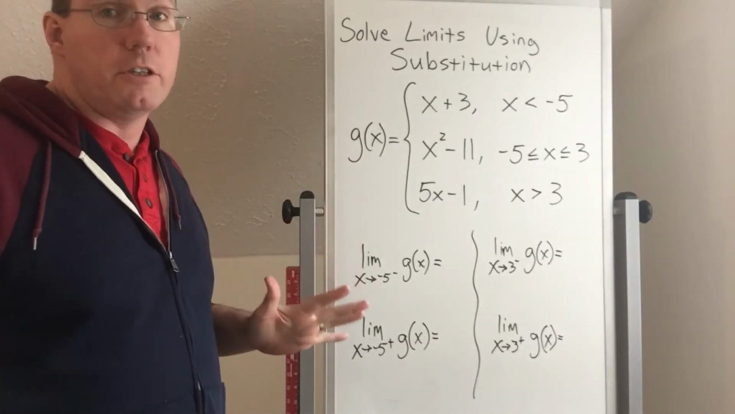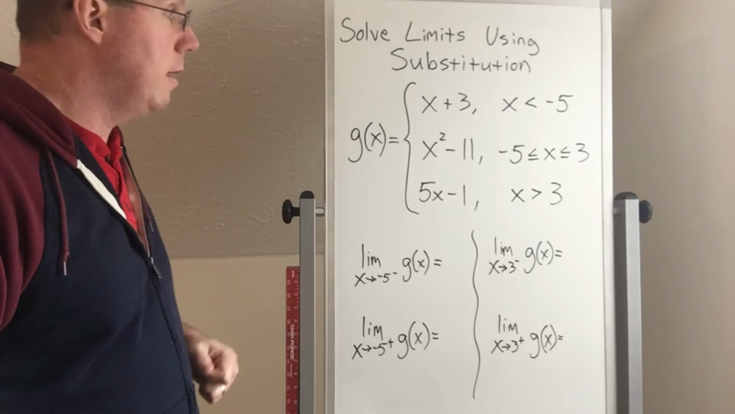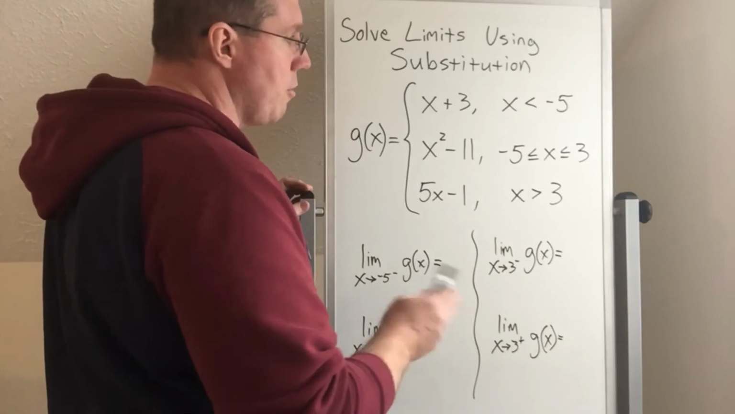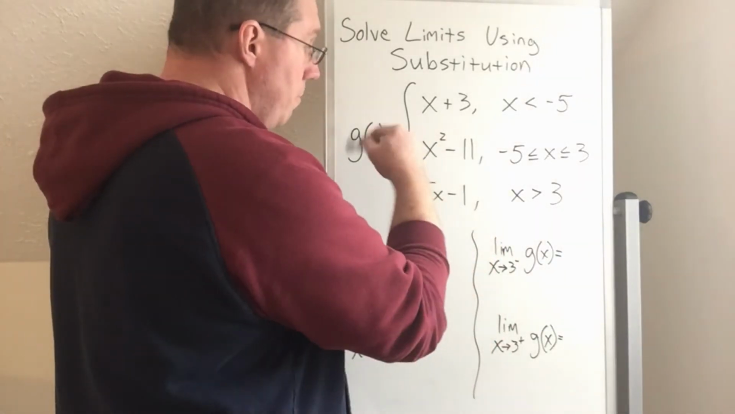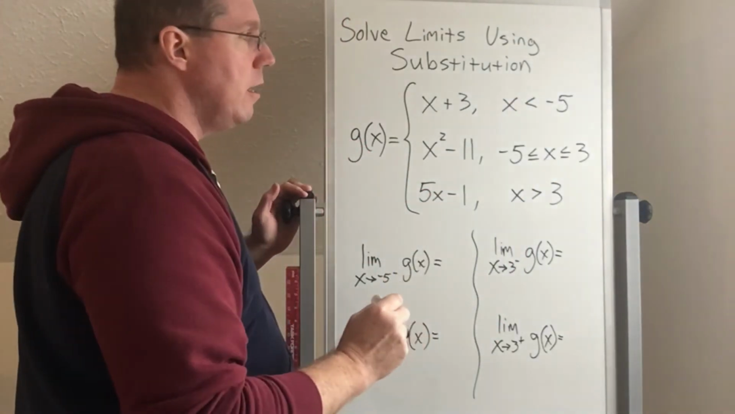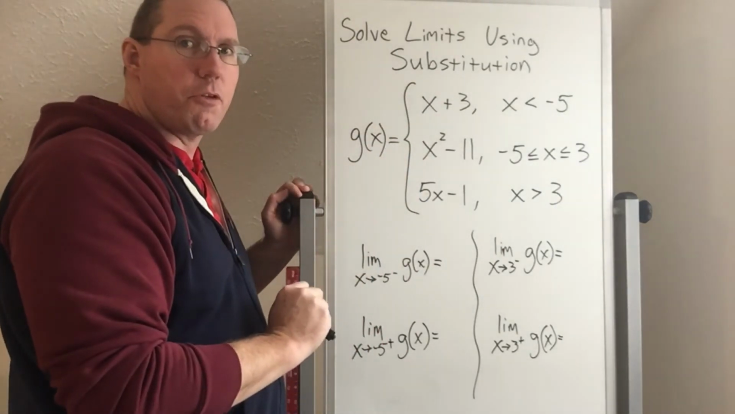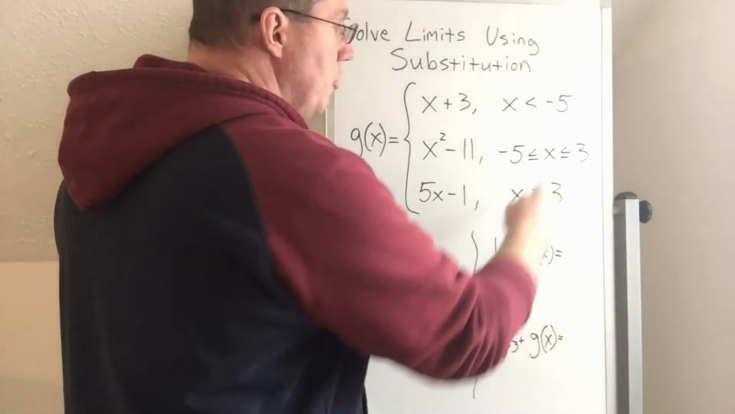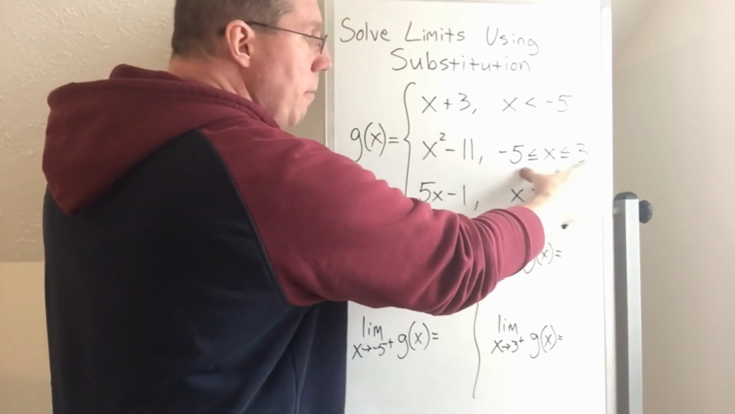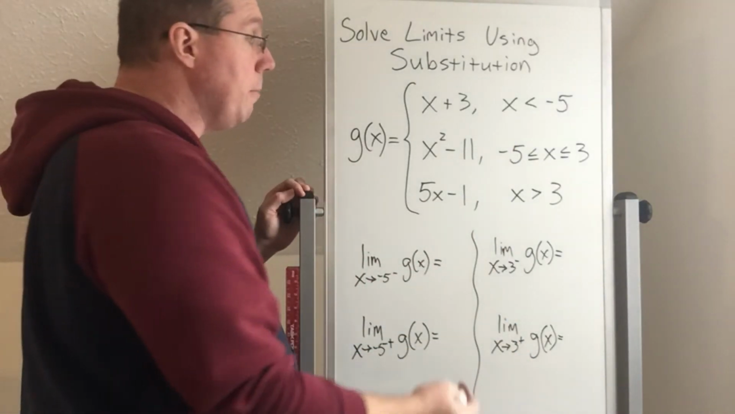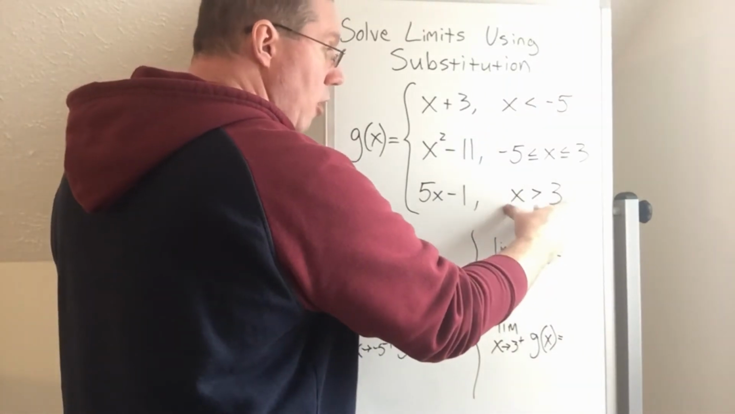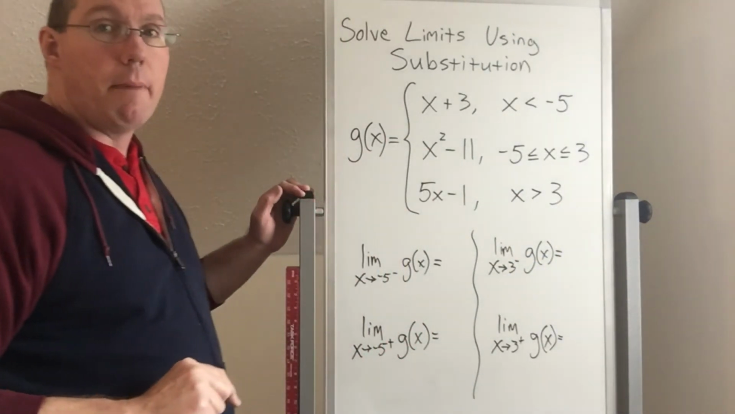All right, so this piecewise function is just a little crazier, okay? This piecewise function actually has 3 parts to it, and it depends on what your x value is. So what this piecewise function is saying is that if the x value you're plugging in is less than -5, then you're going to plug it into this piece, the x plus 3. But if the x value you're plugging in is larger than -5, but less than 3, so any number between -5 and 3, you're going to plug it into x squared minus 11. Lastly, if you were to plug in an x value that is larger than 3, you're going to plug that into 5x minus 1, okay?